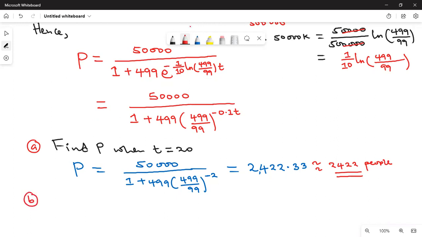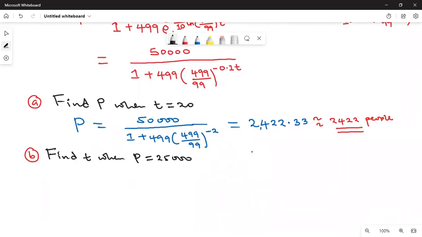But B, now we need to know the time when the population will be half of 50,000. So now here you find T when P is 25,000. So again, it's aptitude. I don't know time, but I know population to be 25,000. So write 25,000 is equal to 50,000 over 1 plus 499 times another 499 over 99 raised to negative 0.1 t.